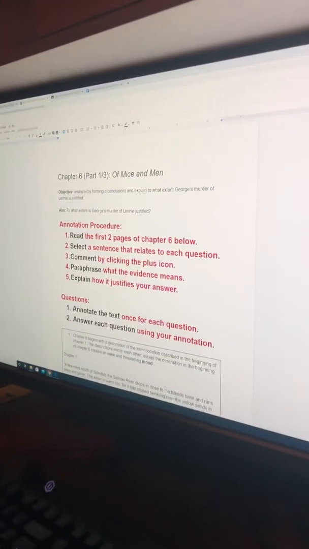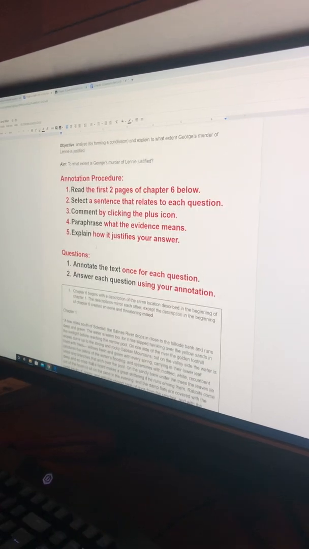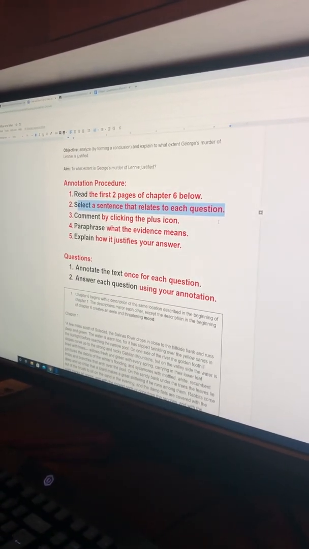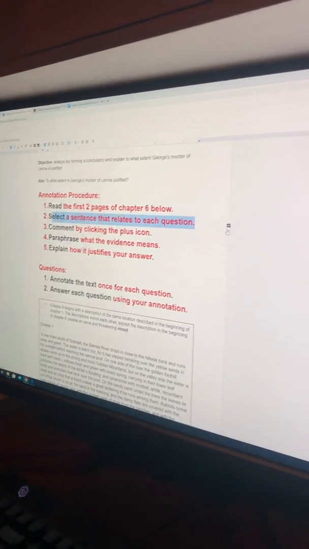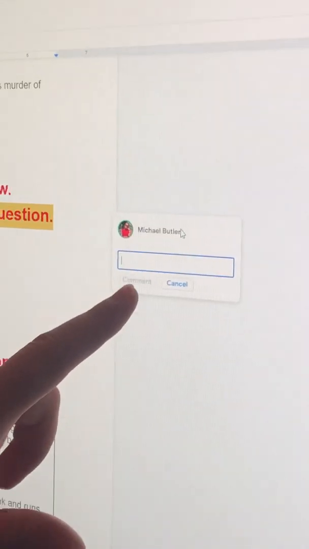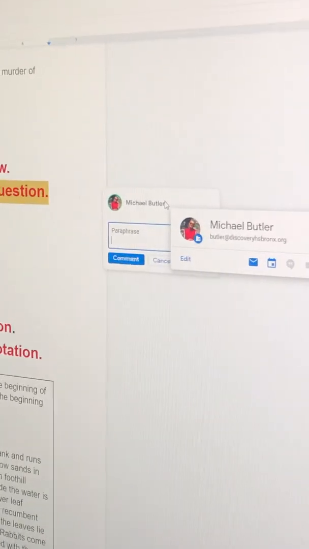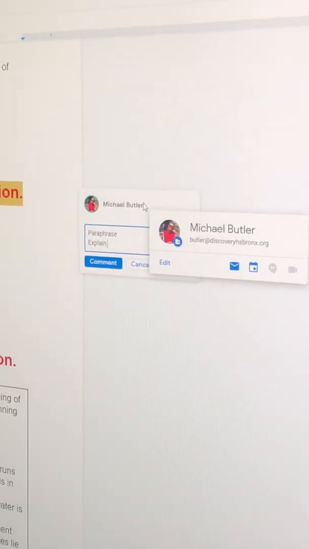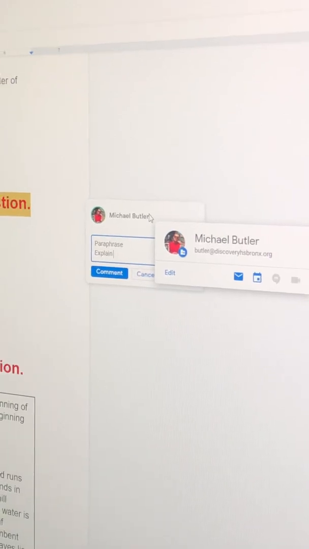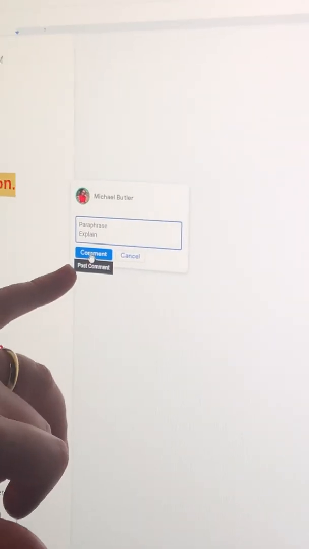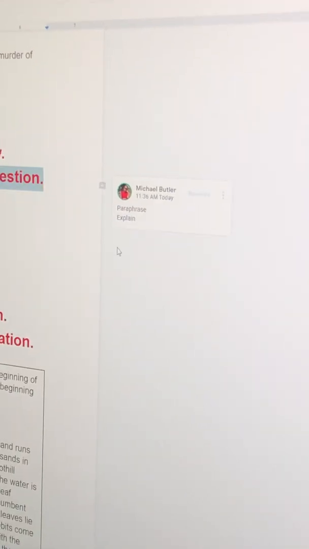So you're going to read the first 2 pages. You're going to, for each question, select the sentence that relates to the question. That's your evidence for the question. And then you're going to click this plus icon over here that says add comment. All right. And then you're going to paraphrase that evidence and then explain the relationship that that evidence has to the question. And this is really important. You guys maybe didn't do this part, but make sure to click comment. That's what saves it there.